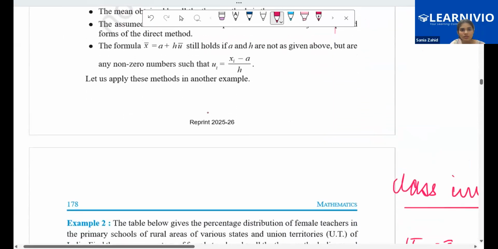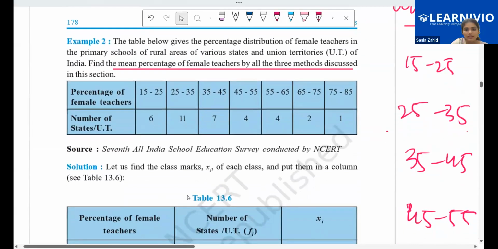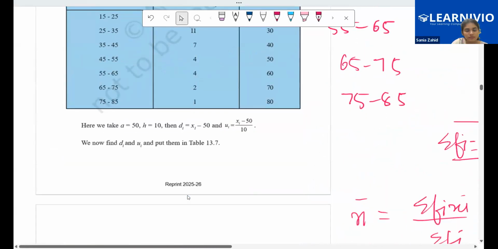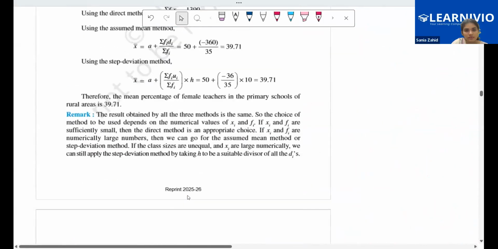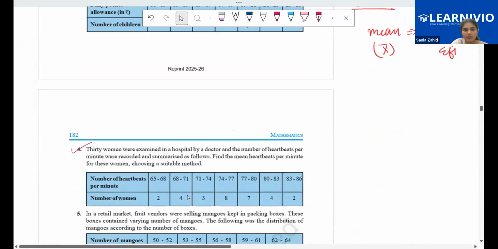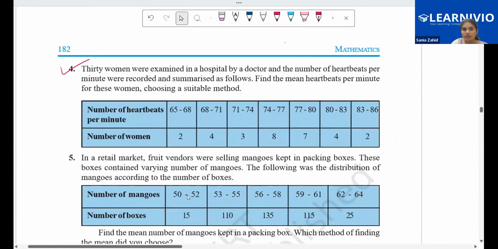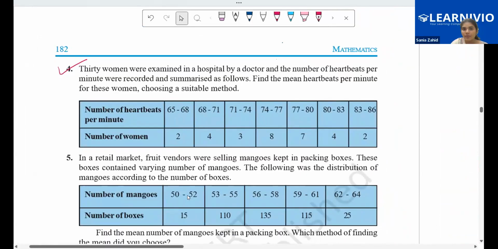Okay, this is not very important. You can look at this one. You can do one thing now: practice the fourth question right now on your own notes. Find the mean using all three methods, so that you can quickly revise all three methods once.